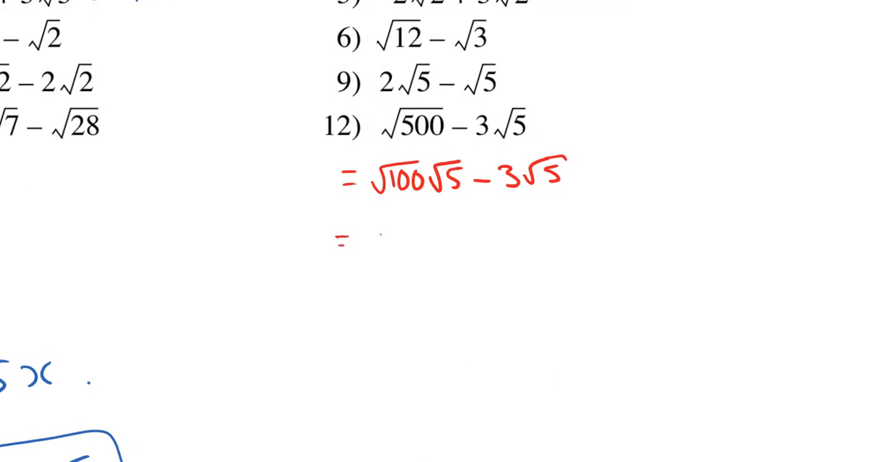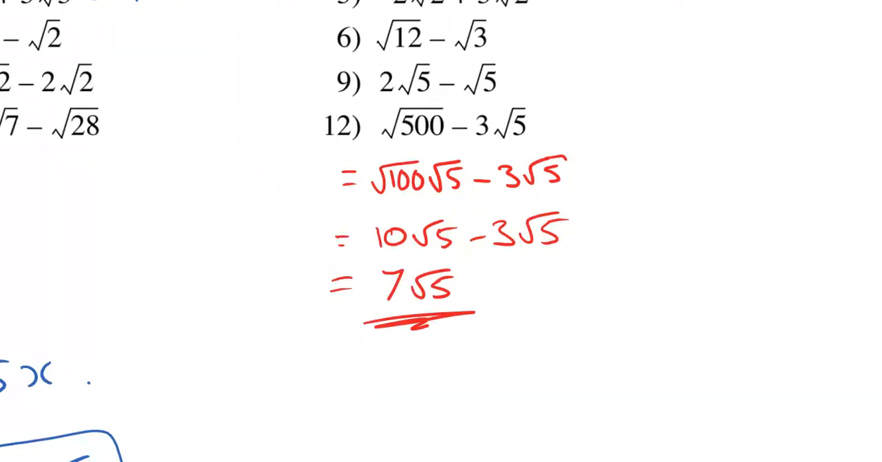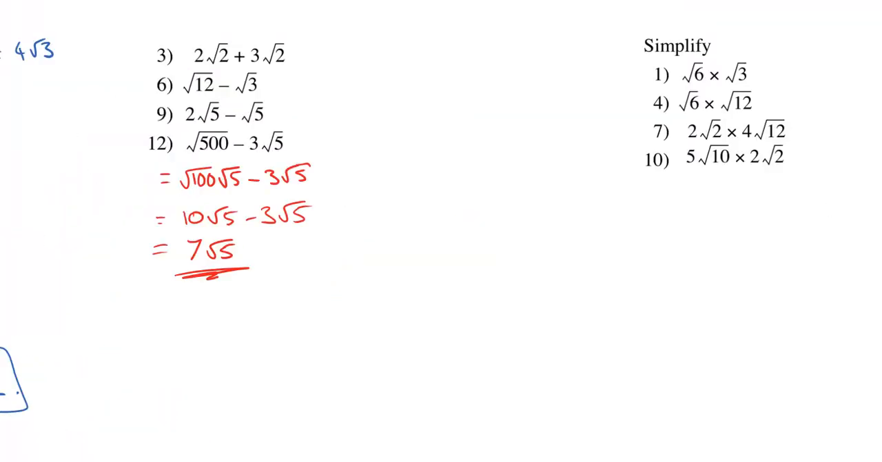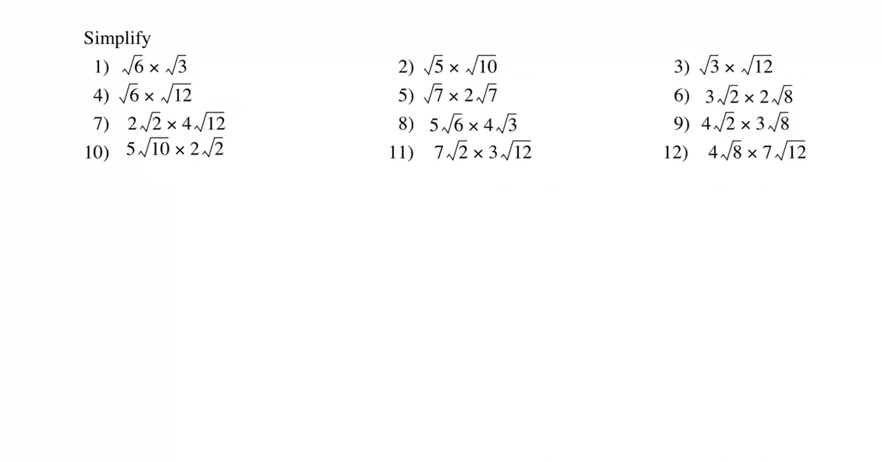Okay, from there we can see this is going to be 10 root 5 because square root of 100 is 10, minus 3 square root 5. And so 10 lots of something, take away 3 lots of it is going to give us 7 root 5 as our final answer. Okay, so hopefully that makes a bit of sense. Let's move on to some other examples. Now, let's take a look at these.